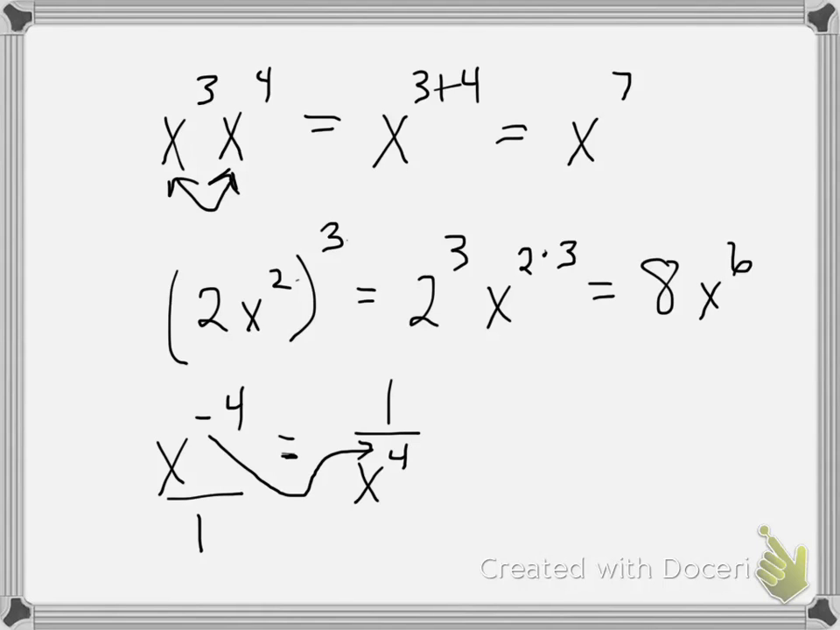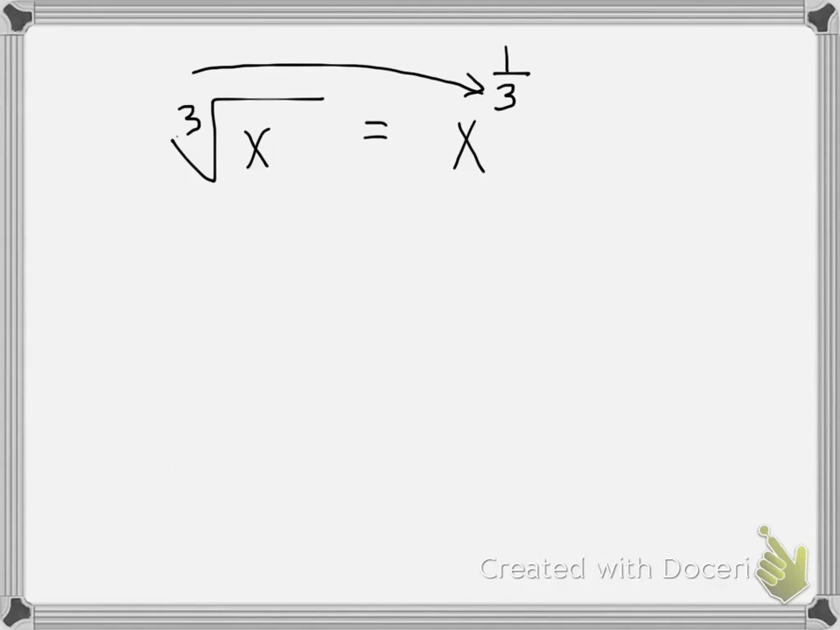Okay, another example is if we have, let's say, the cube root of x. Can we get rid of the radical and write this using an exponent? And the answer is yes. This is going to be x to the 1/3. The root becomes the denominator of a fractional or rational exponent.